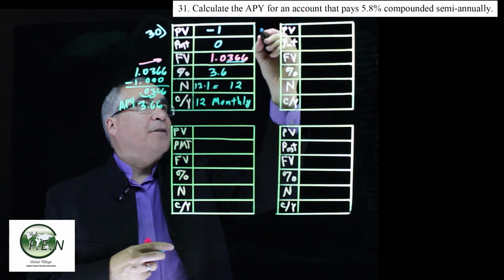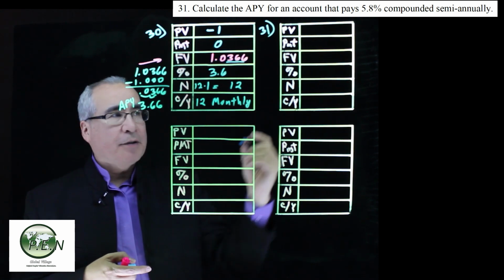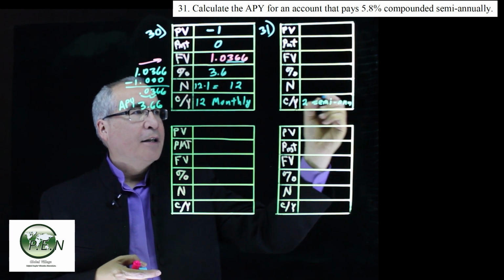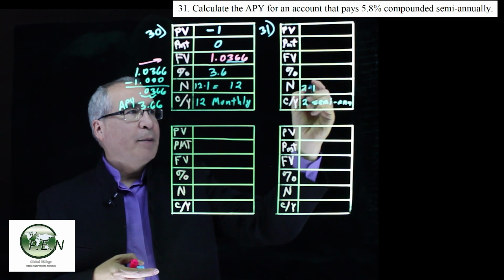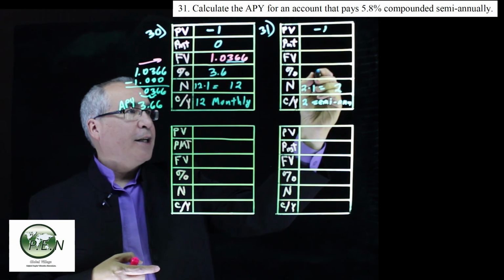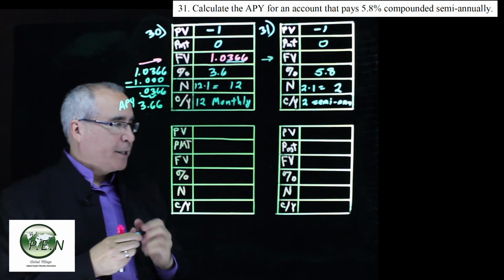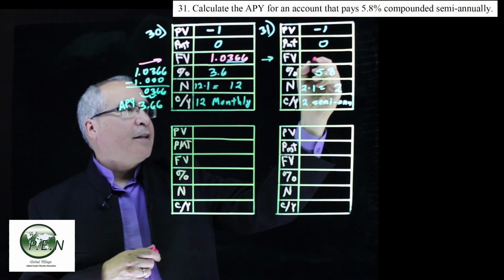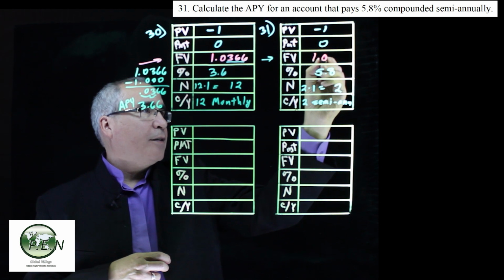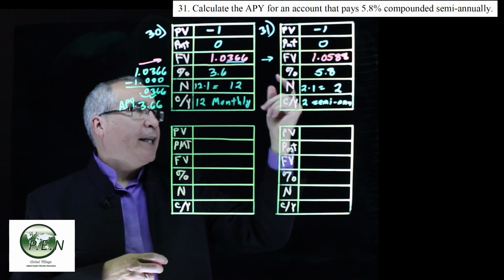So let's go take a look at 31. Basically, we know semi-annually, 5.8%. So semi-annually is 2, or select semi-annual. That means we're going to take 2 times 1, because remember, we do everything for 1 year. Going to give us 2 here. The stated interest rate is 5.8%, no payments. We're now going to click on the future value button, and our return at the end of that 1 year with 2 compoundings is 1.0588. So you can see it here, take that $1 back, it's going to be 5.88 APY.